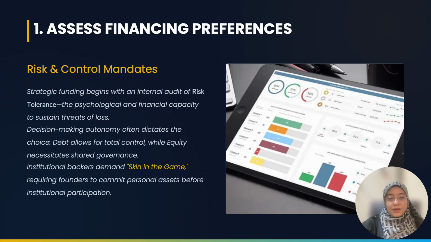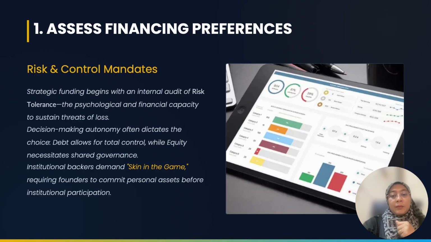alternative. Okay, let's begin with our first outcome, which is assessing your financial preferences. Of course, funding choices are driven by your personal risk tolerance, because that's your capacity to sustain potential threats of loss. You must also look in the mirror and decide how much personal exposure you can handle.